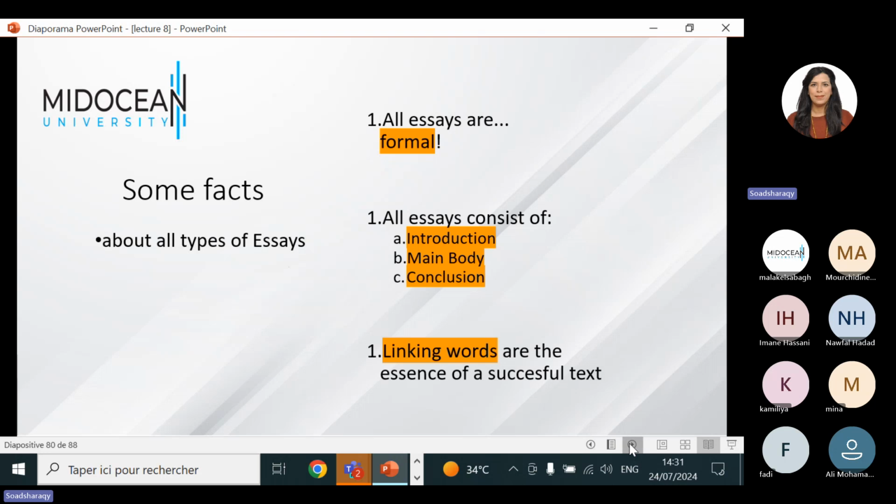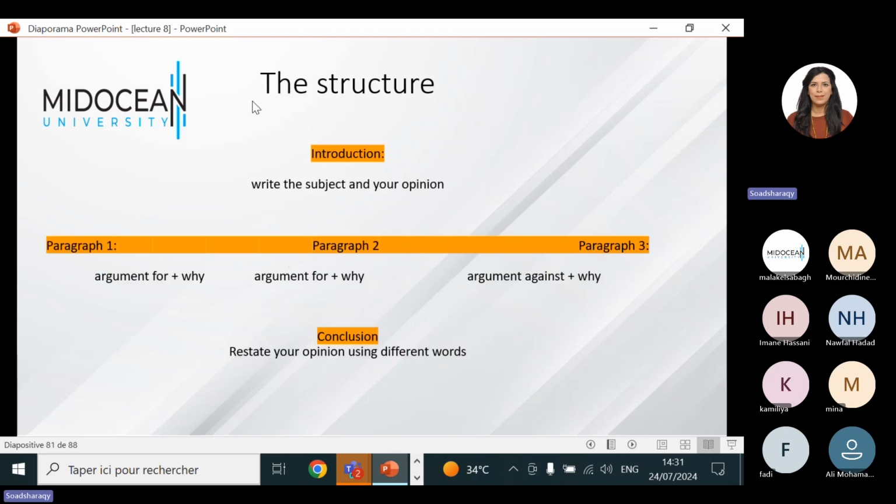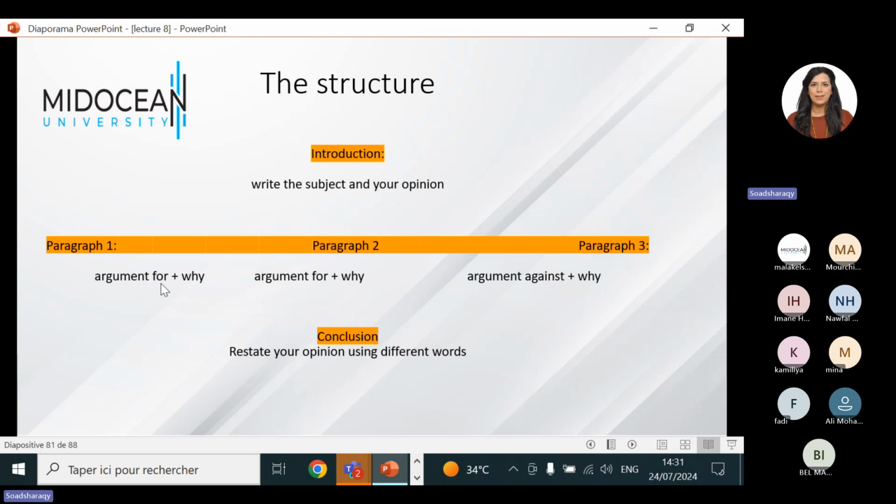I continue. Now, the structure of opinion essays. You have the introduction, where you write the subject and your opinion. Paragraph 1, argument for plus why. Paragraph number 2, argument for plus why, you explain why. And paragraph 3, argument against. Okay, you have 2 arguments for and 1 against.